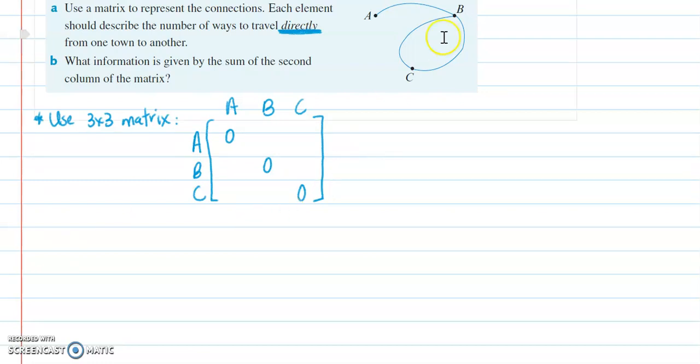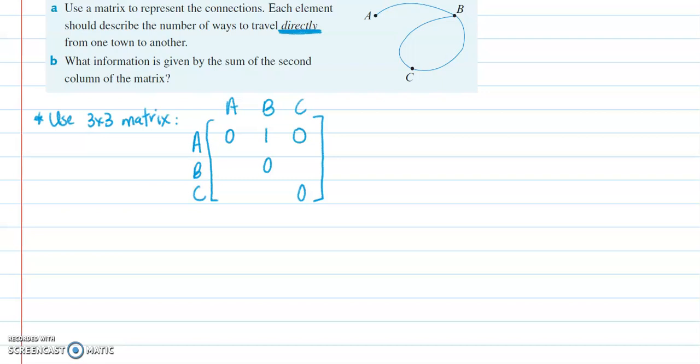Now, let's have a look at the three different towns. Let's have a look at from A to B. From A to B, there's a direct path. There's one direct path from A to B, so we write down 1. From A to C, how many direct paths are there? There isn't any direct path from A to C, so that will be a 0.